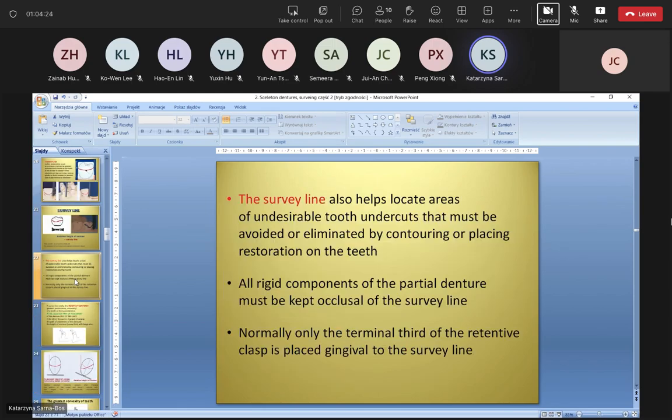The survey line also helps locate areas of undesirable tooth undercuts that must be avoided or eliminated by contouring or by placing a restoration on the teeth. All rigid components of the partial denture must be kept occlusal of the survey line. Normally, only the terminal third of the retentive clasp is placed gingival to the survey line. Later, I will show you examples.